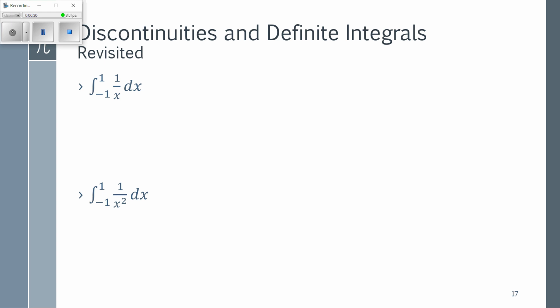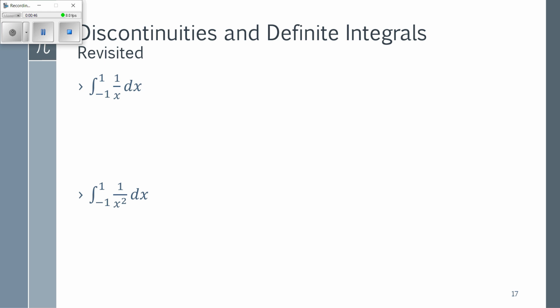And for me, that happens because every other discontinuity is no big deal. I could have a jump, I could have a hole, I can go ahead and integrate just like normal, but vertical asymptotes are, sometimes they work, sometimes they don't.